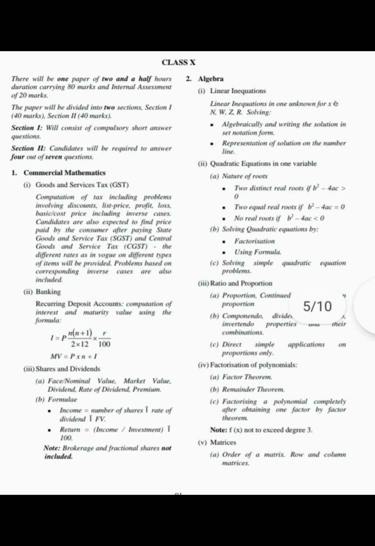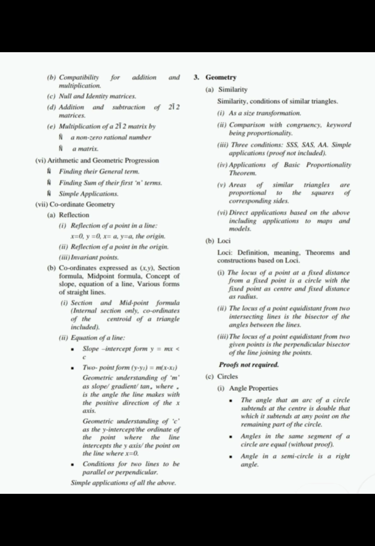And matrices: order of matrix, row and column matrices, compatibility for addition and multiplication, null and identity matrices, addition and subtraction of 2 into 2 matrices, multiplication of a 2 into 2 matrix by a non-zero rational number and by a matrix. And arithmetic and geometric progression: finding the general term, finding the sum of first n terms, and simple applications are included.